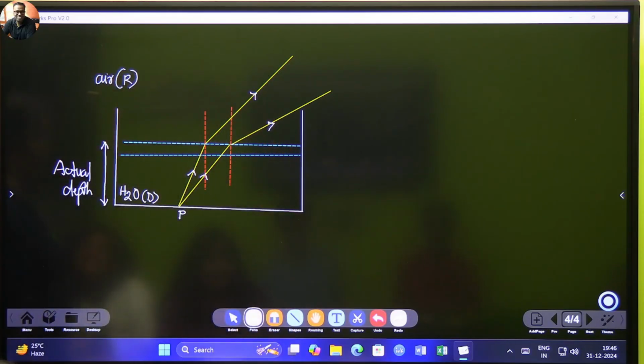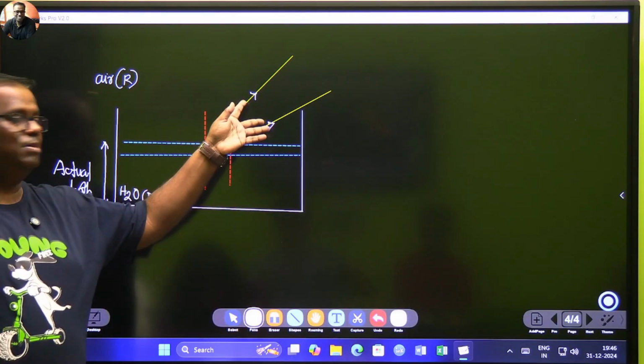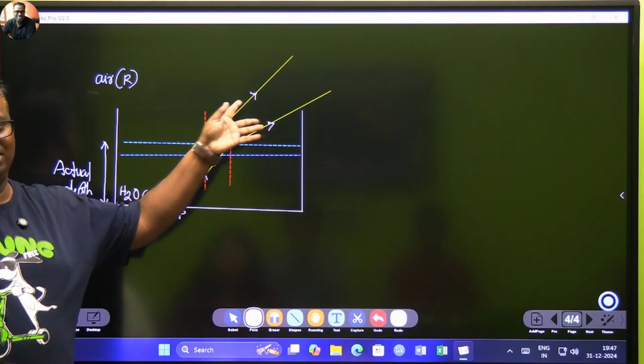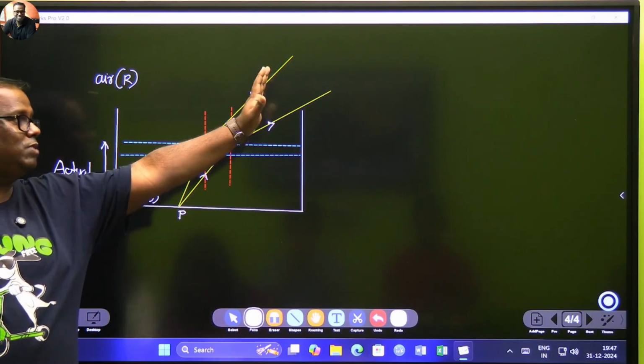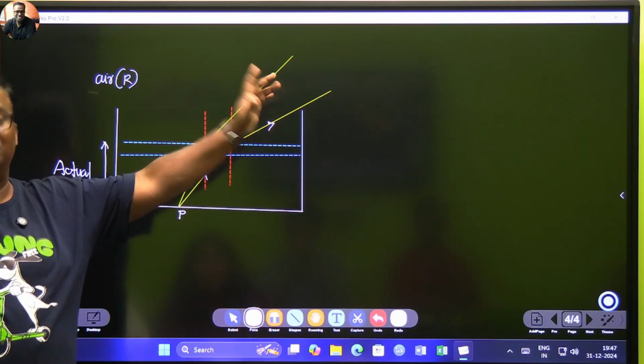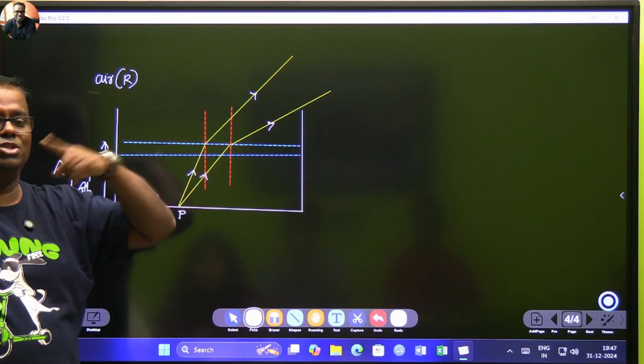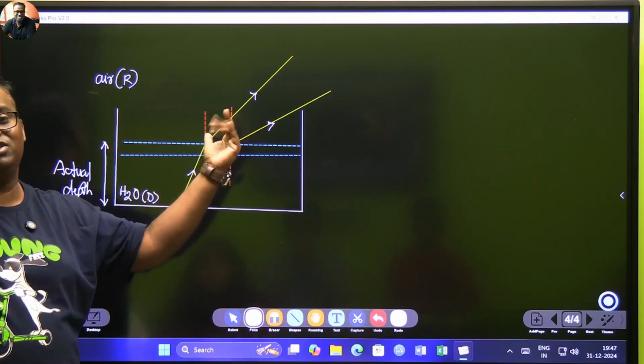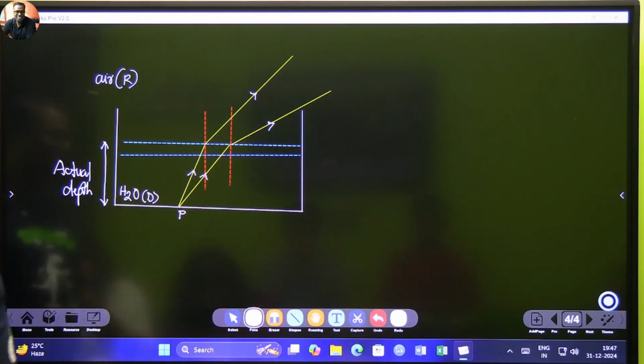Are we fine? Now come to your concept. What type of rays these are, Kirtan? Divergent rays. Do you expect them to meet anywhere? No. But we need to get an image. So what is the phenomenon we'll use here? Extrapolate them backwards.